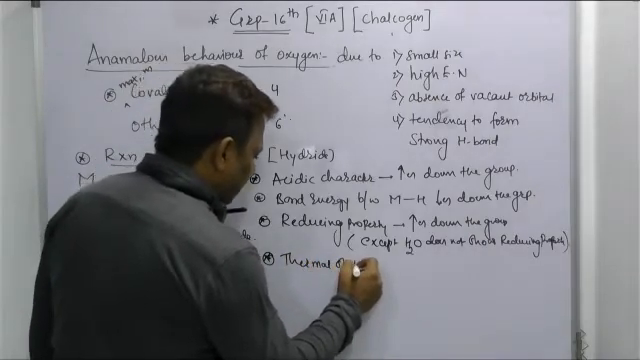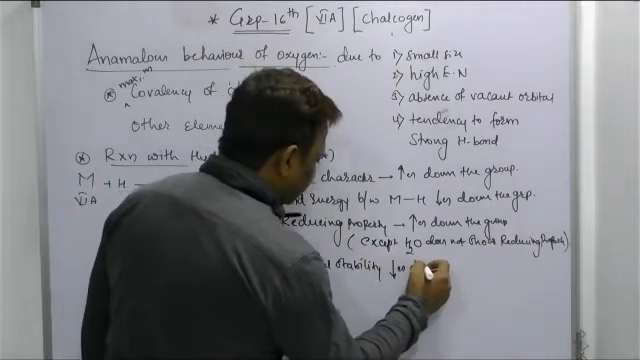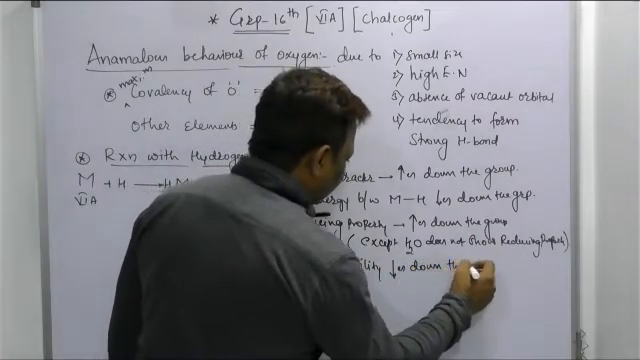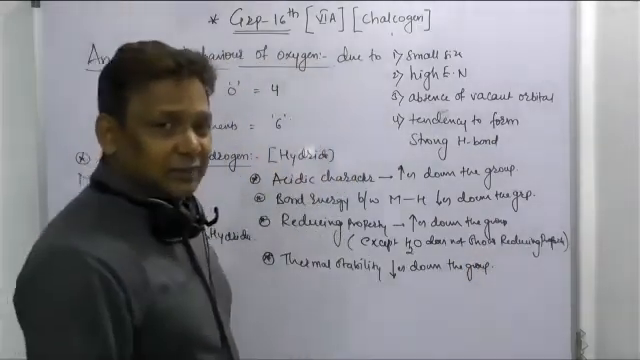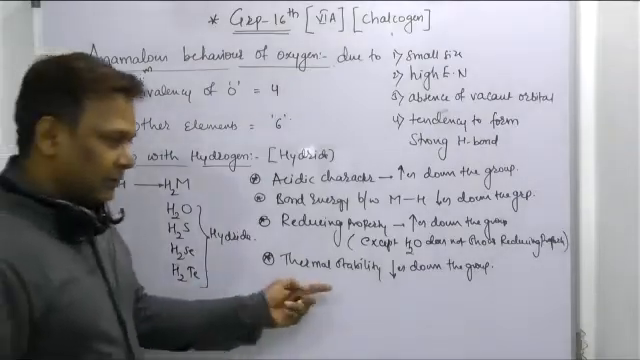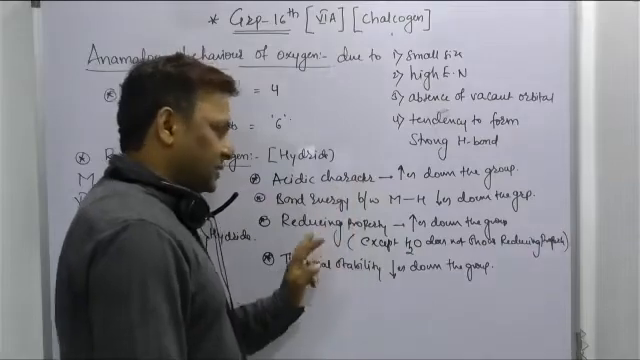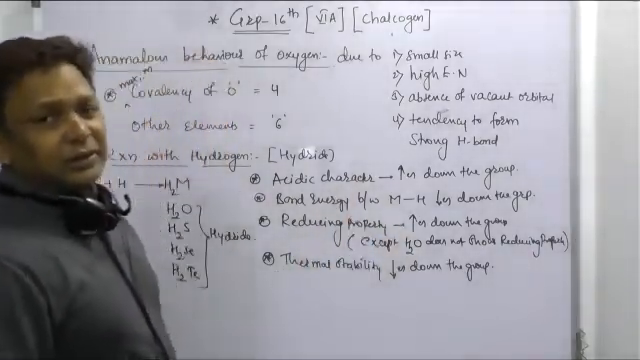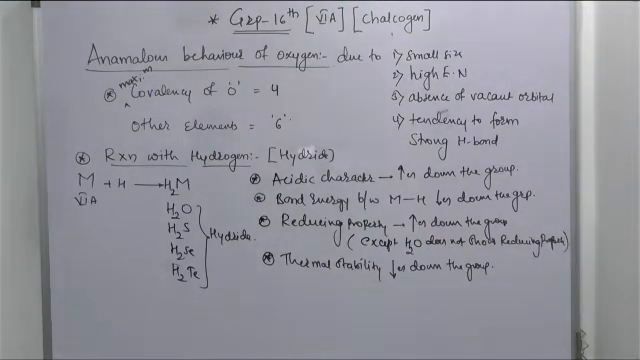Thermal stability, what happened here? It decreases down the group. Thermal stability means where the bond can be broken easily, it is less stable. Where the bond cannot be broken easily, it is more stable. Thermal stability decreases as bond energy decreases, but acidic character increases, and reducing property also increases down the group. This is about the hydrides formed by 16th group elements.